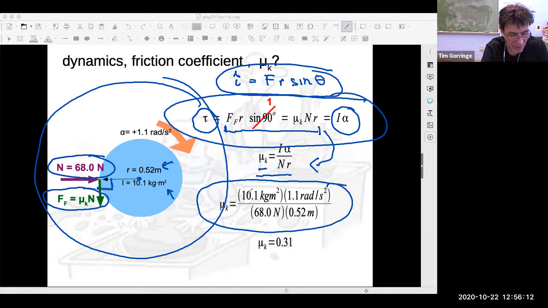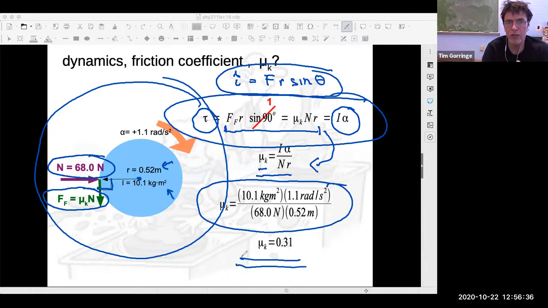This is in the numerator here, this first term is the moment of inertia, 10 kilogram meters squared. Second term is the angular acceleration we calculated, 1.1 radians per second squared. In the denominator, we got the normal force, 68 newtons, and the radius of the potter's wheel, 0.52 meters. We plug them all in, and here's the result.